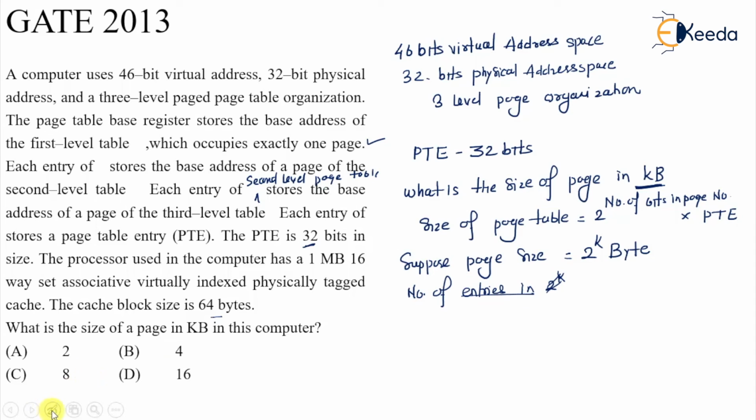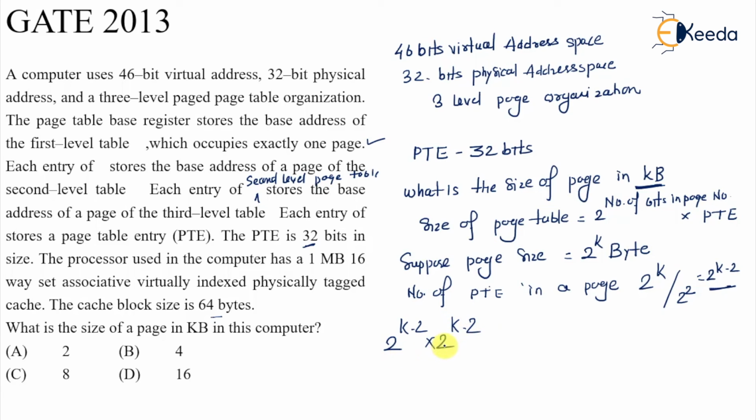Correction. So the number of page table entries in a page will be what? 2 to the power k divided by 2 to the power 2, since 32 bits is 4 byte. That will become 2 to the power k minus 2. Fine. Now, in the first level, 2 to the power k minus 2 entries will be there. In the second level, 2 to the power k minus 2 entries will be there. In the third level, 2 to the power k minus 2 entries will be there, right?